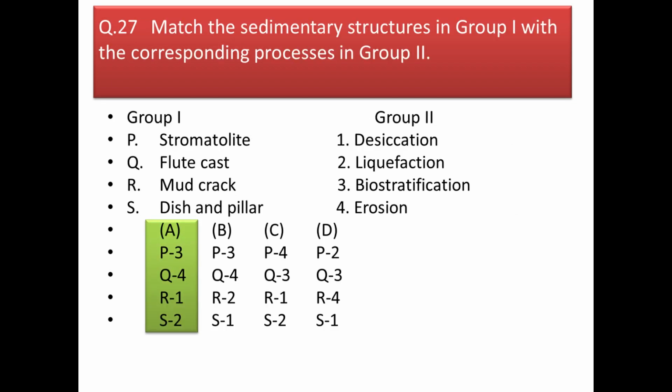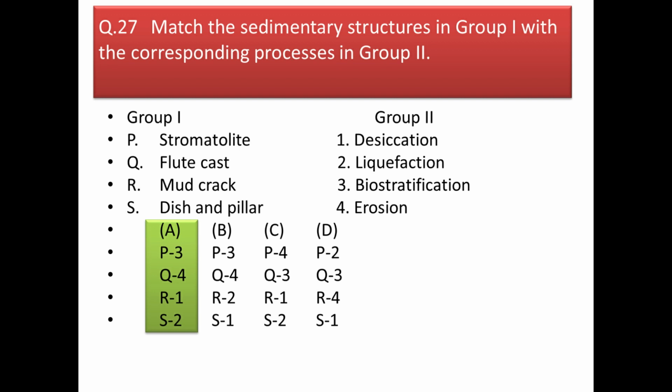Next question. Match the sedimentary structures in group 1 with their corresponding process in group 2. So stromatolites are formed from biostratification, flute casts are formed by erosion, mud cracks are formed by desiccation, and sand pillar structure is formed by liquefaction.